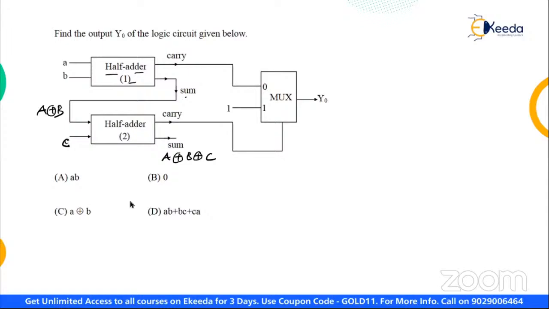Okay. And thereafter, what they have done is they have connected a select line here. And they have designed some multiplexer circuit. This is some multiplexer circuit. Okay. What I'll do, I'll try to make it X, for example. Okay.